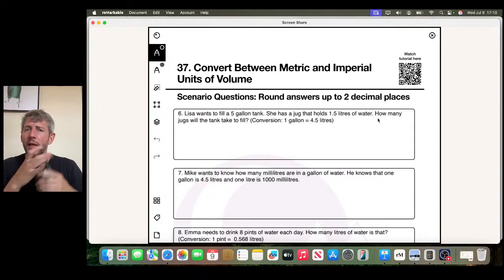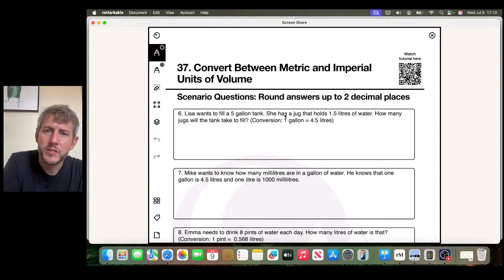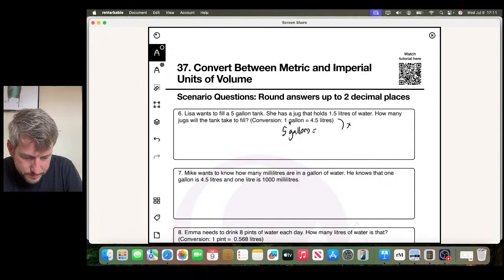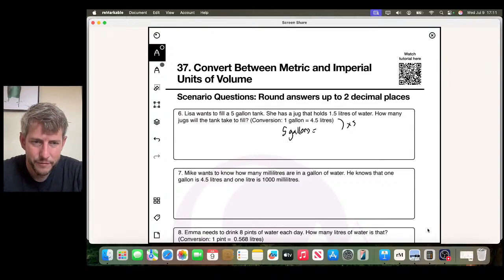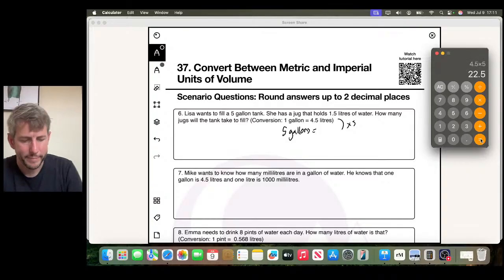So, I'm going to convert the tank into litres just because it's easier. If we've got 1 gallon here, it's nice and easy to go to 5 gallons. We can do that by timesing by 5. So let's get the calculator out. 4.5 times 5. Here we go. So that's 22.5 litres.